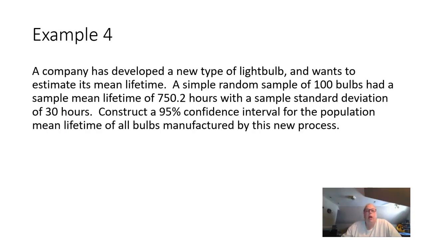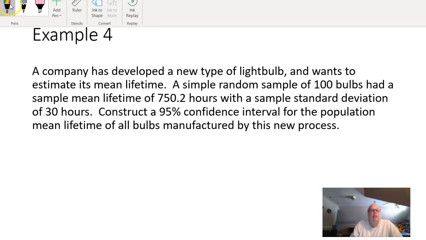Example 4. A company has developed a new type of light bulb and wants to estimate its mean lifetime. A simple random sample of 100 bulbs had a sample mean lifetime of 750.2 hours with a sample standard deviation of 30 hours. Construct a 95% confidence interval for the population mean lifetime of all bulbs manufactured by this new process.